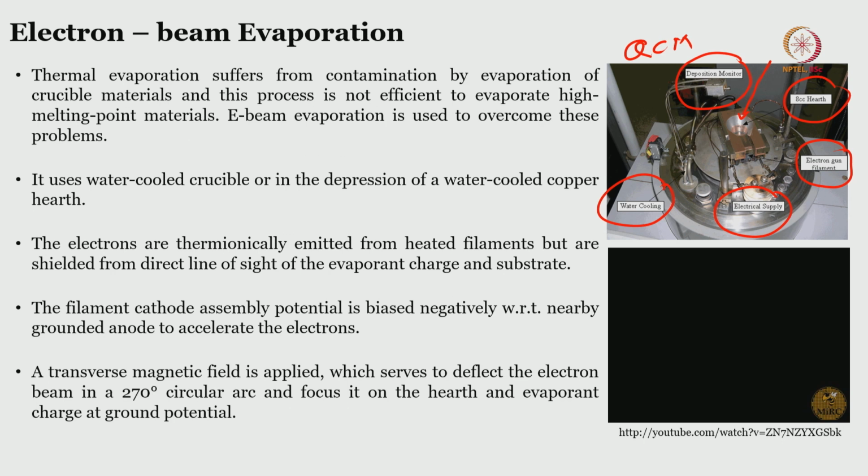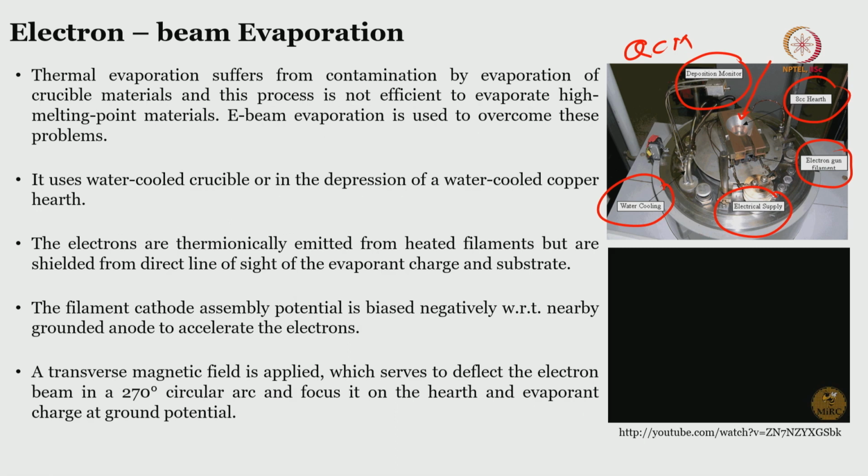So, now if you understand a bit more, thermal evaporation suffers from contamination by evaporation of the crucible materials, and this process is not efficient to evaporate high melting point materials. But E beam evaporation, in contrast, is used to overcome these problems. It uses a water cooled crucible or the depression of a water cooled copper hearth.